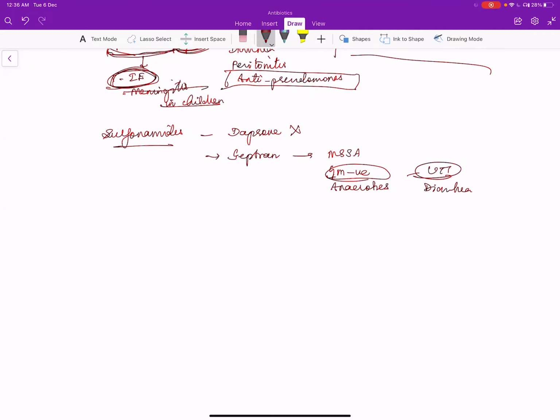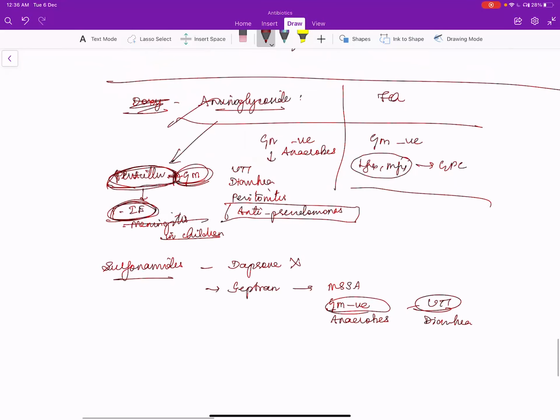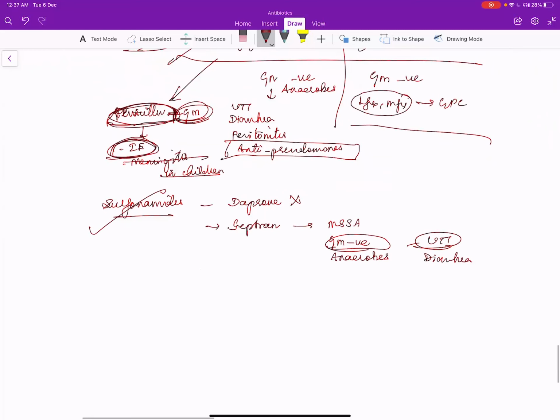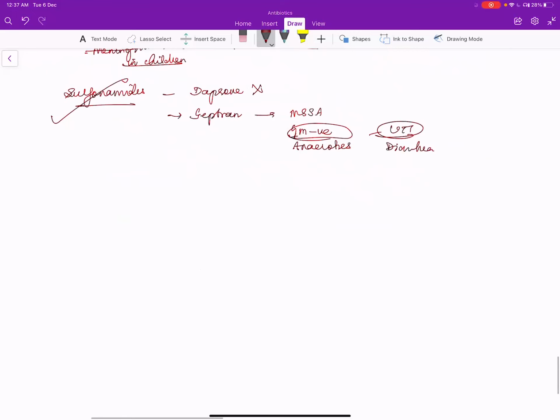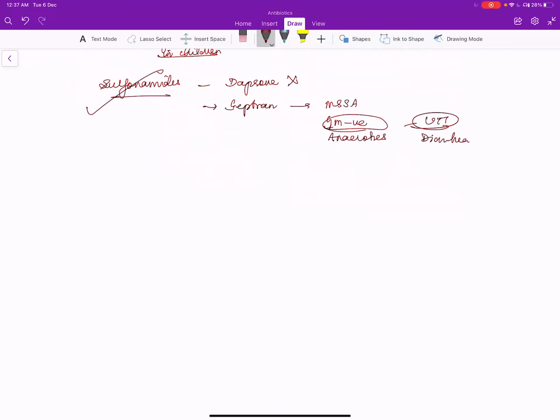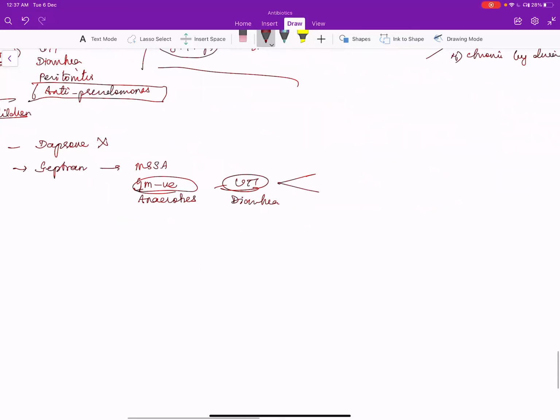So, one choice for UTI is we can give aminoglycosides, we can give fluoroquinolones, we can give sulfonamides. Correct? Aminoglycosides, fluoroquinolones, and sulfonamides.